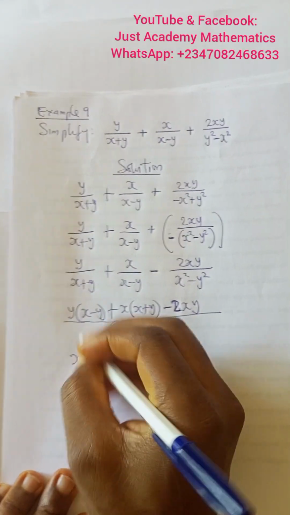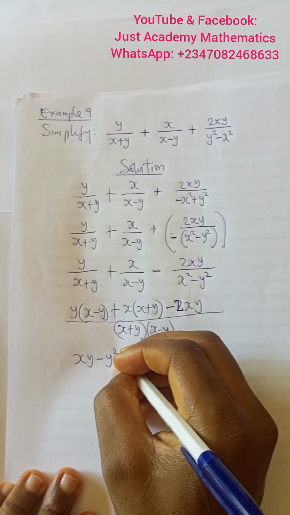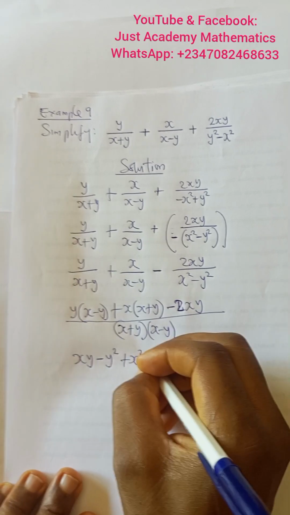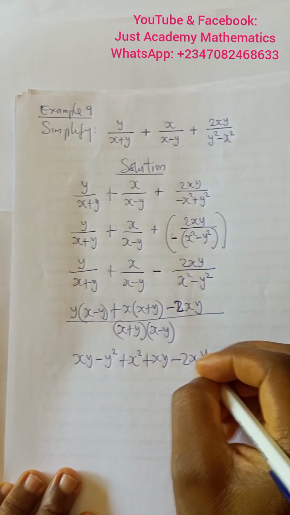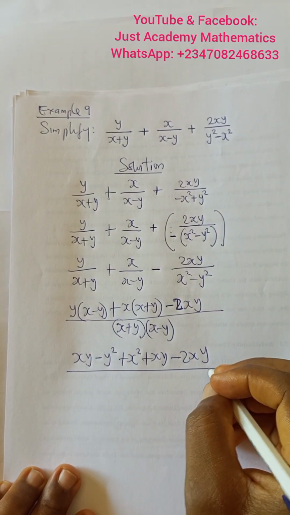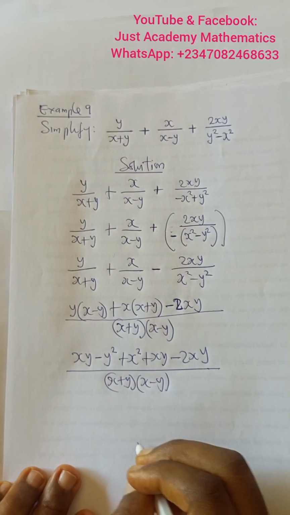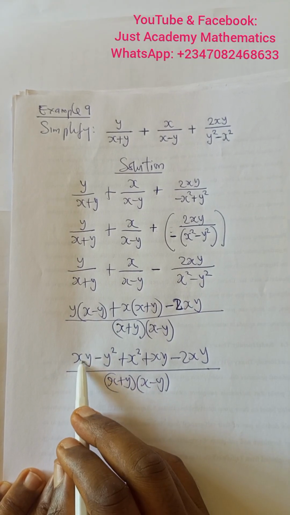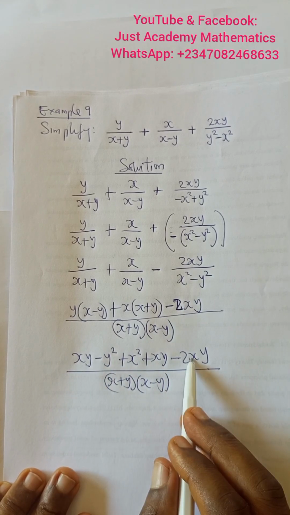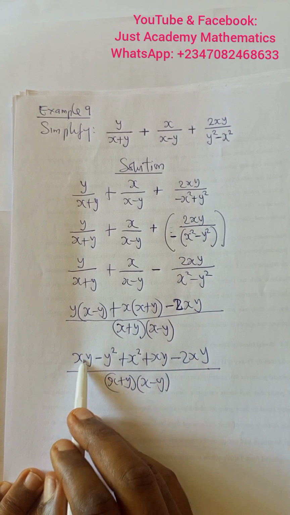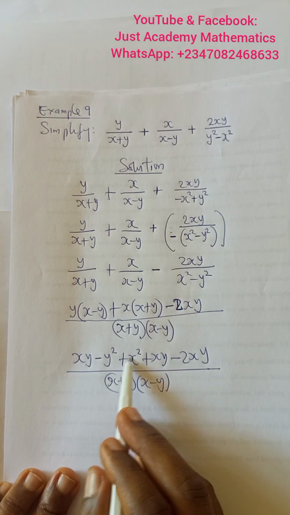So we'll just open the bracket to get our answer. We'll have xy, x times y, xy, 1 times minus y, minus y squared, x times x, x squared, x times y, xy, minus 2xy over x plus y times x minus y. Now notice that this is x squared, xy plus xy, 2xy, 2xy minus 2xy, 0. We are left with this.